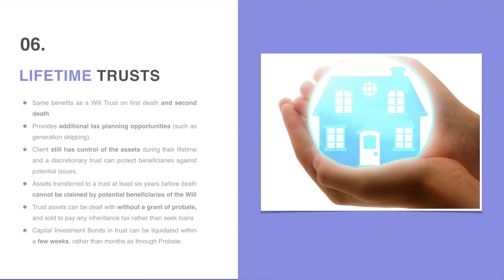When you transfer assets into a lifetime trust, at least 6 years before your death, they cannot be claimed by potential beneficiaries of a will, so there is no IPFDA claim on assets that have been in trust for more than 6 years. Trust assets can be dealt with without a grant of probate, and they could be sold to pay an inheritance tax if there was inheritance tax due, rather than the executors having to seek bridging loans. Capital investment bonds placed in trust can be liquidated within a few weeks rather than the months it takes getting probate.